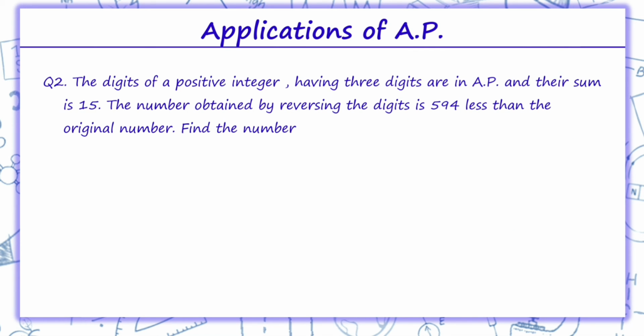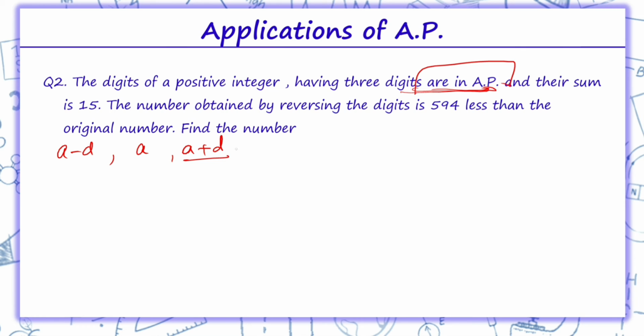Coming on to next question. The digits of a positive integer having 3 digits are in AP. Now they have 3 digits in AP and their sum is 15. The number obtained by reversing the digits is 594 less than the original number. Now these digits are in AP, as we have studied in the previous video. If you have to take 3 numbers in AP, we will take a minus d, a, a plus d. These are the 3 numbers which we will take in AP.